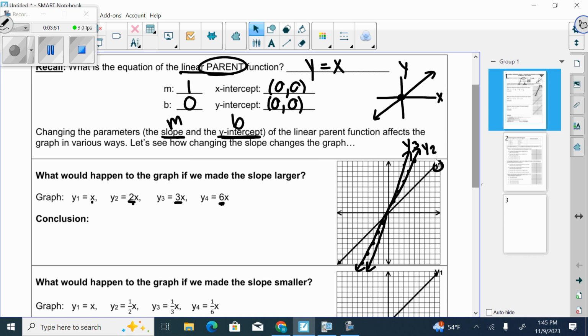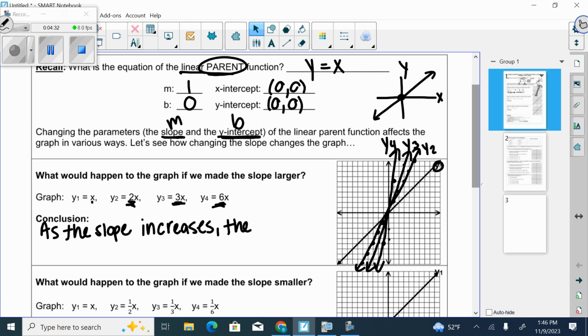Finally, y4 has a slope of 6x, which means to go up 6 and over 1. Which is even steeper than the one before it. So it would appear that the bigger that our slope is, the steeper our line gets. So our conclusion is, as the slope increases, the line gets steeper.